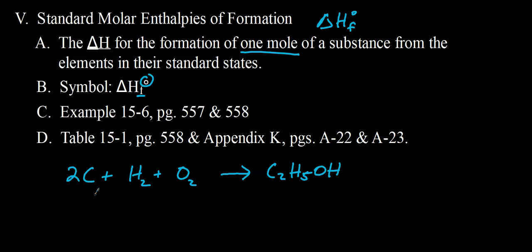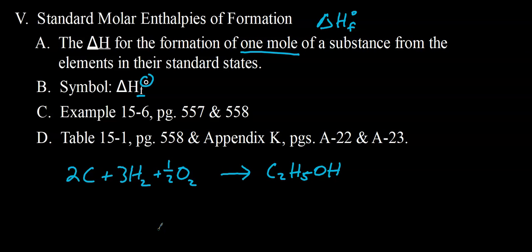The hydrogen, there's 6 hydrogens on the right, so we'll put a 3 there. 1 oxygen on the right, and so we're going to put a 1/2. And so that equation as written, delta H, negative 277.7 kilojoules per mole.